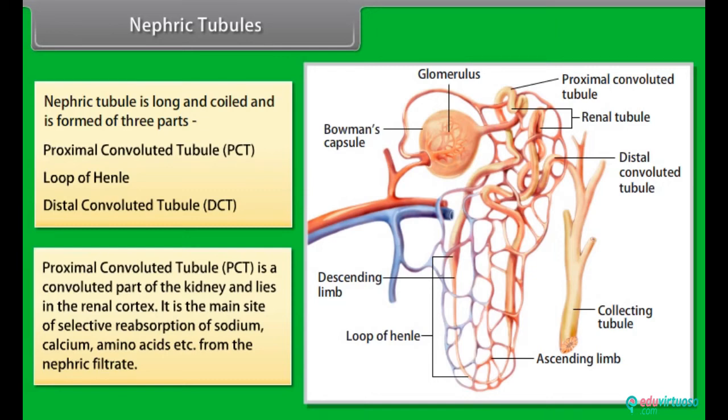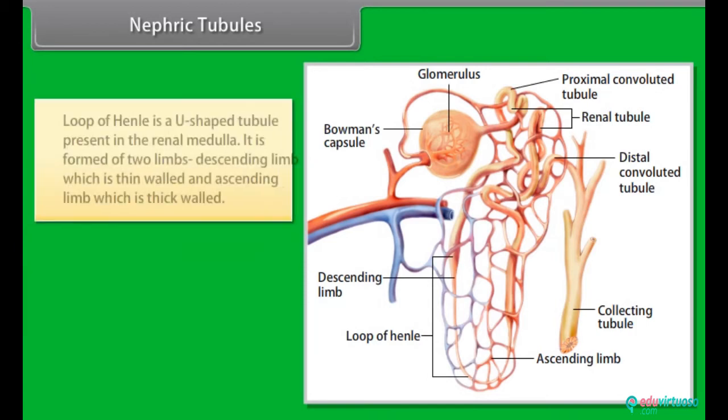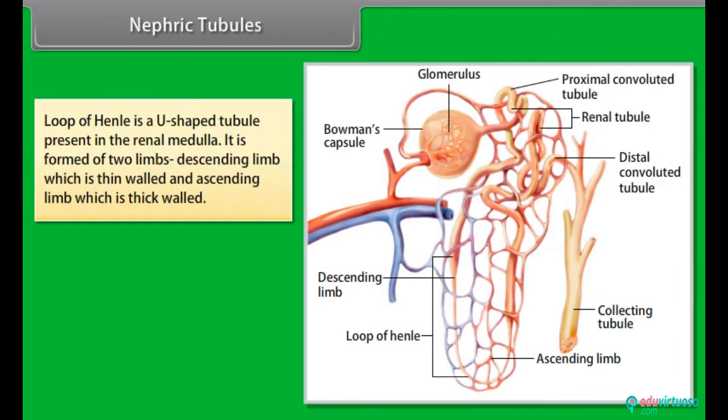It is the main site of selective reabsorption of sodium, calcium, amino acids, etc. from the nephric filtrate. Loop of Henle is a U-shaped tubule present in the renal medulla. It is formed of two limbs, descending limb which is thin-walled and ascending limb which is thick-walled.